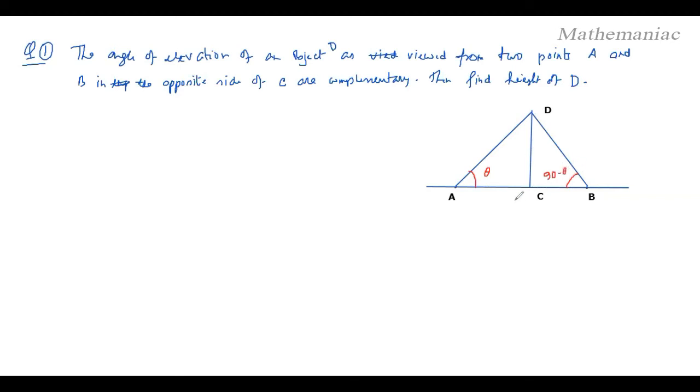I have to find what is DC, right? That height of D they are asking. Only one thing I missed out, that I'll write after this. You write AC equal to small a and BC equal to small b in meters, suppose. So this is what the given part is. Now we have to find the height.